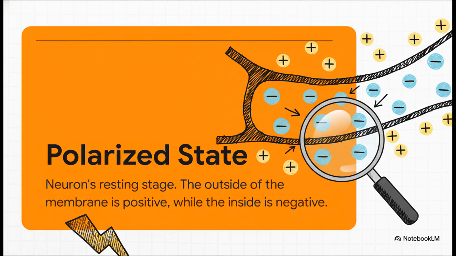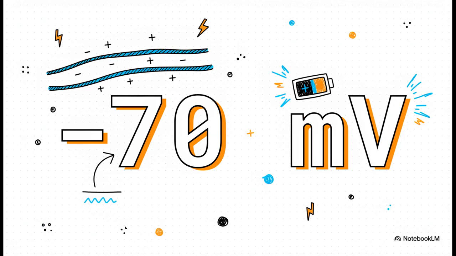Now, this state of readiness, it has a name. It's called the polarized state, and you can see why. There's a clear separation of charges. You've got all this positive charge on the outside of the neuron's membrane and a negative charge on the inside. This difference, this electrical tension, that is the stored energy, and it is absolutely crucial for everything that's about to happen.